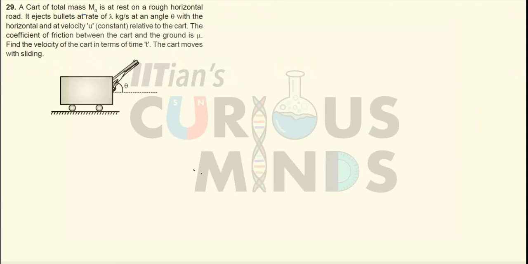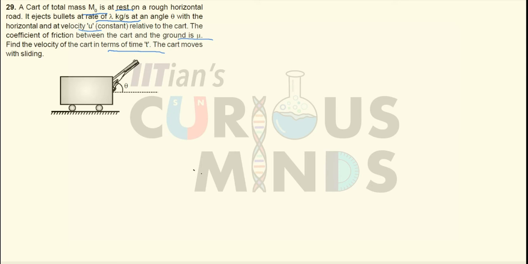A cart of mass m naught is at rest on a rough horizontal surface. If bullets are fired at the rate of lambda kg per second at an angle theta with the horizontal, at a velocity u relative to the cart, and the coefficient of friction between the cart and the ground is mu, find the velocity of the cart in terms of t. Okay, the cart moves while sliding.